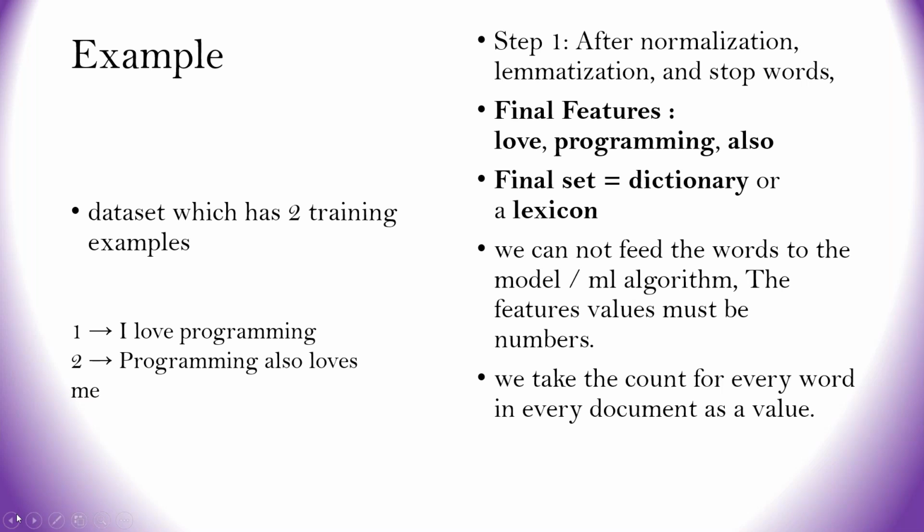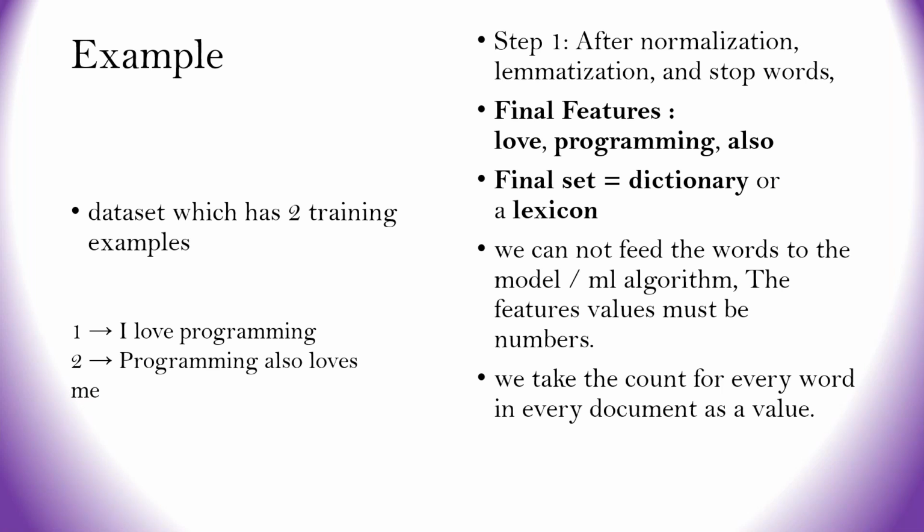Programming is also repeating in the second sentence, so I'm not going to take that again as an individual feature. The feature is already there. So love, programming, also, all three are considered final features for representing these two data sets. The final set, the feature vector we arrive at, is love, programming, also. This we call the lexicon or dictionary.